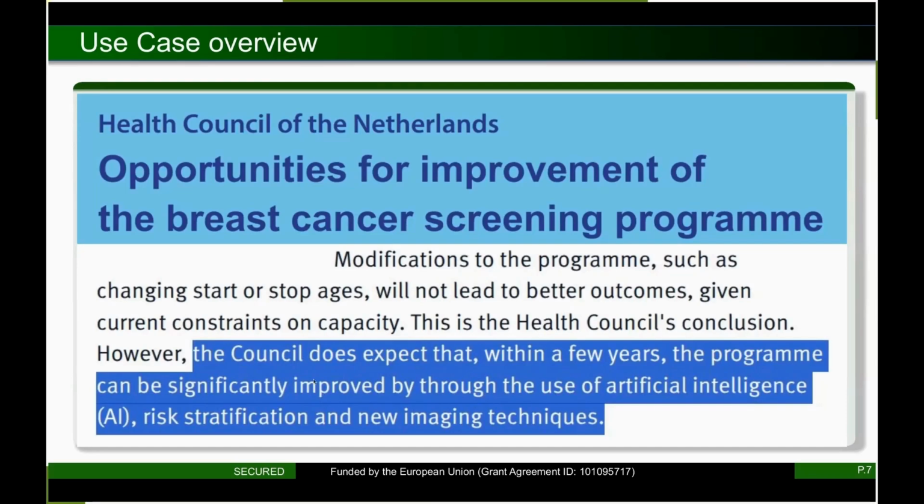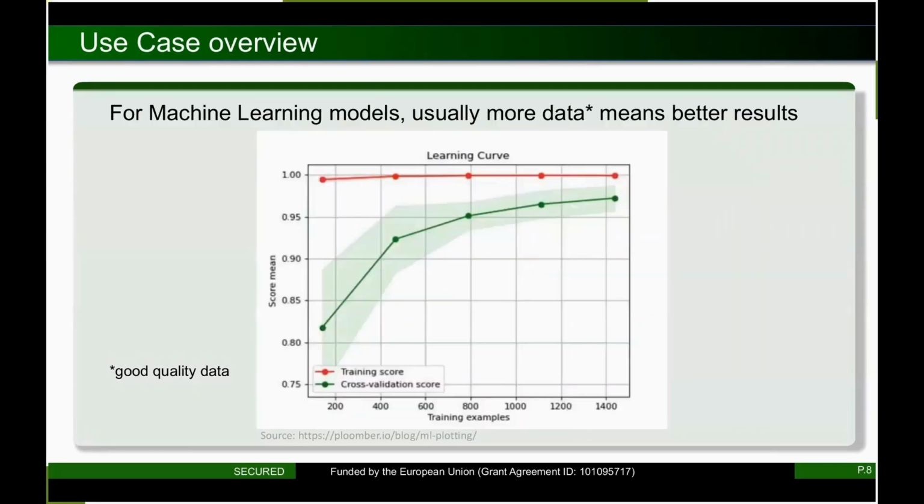And importantly, here you have highlighted below, they say that they expect that within a few years, this program can be significantly improved through the use of artificial intelligence, also things like machine learning and deep learning, risk stratification, and new imaging techniques. In fact, machine learning is something that is already an active area of research for risk stratification in the cancer context. When it comes to machine learning overall, the machine learning models usually do better the more data they can learn on, especially good quality data.